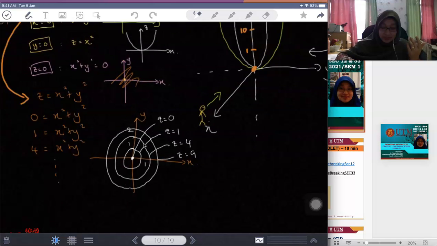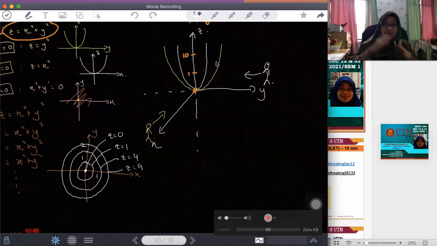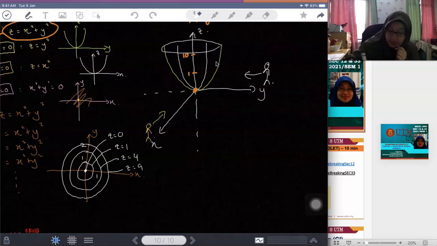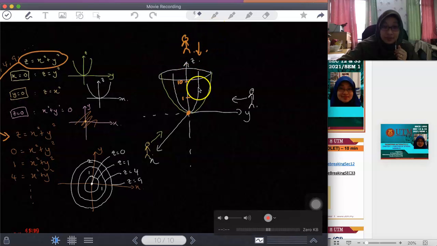Now we relate your sketching of the trace here with your graph. By increasing z, you can see very many circles and the size becomes larger and larger. Meaning that if you have z equal to 1,000, or a billion, you still have a circle, but a very large circle. So when you are standing up here, you can see very many circles.